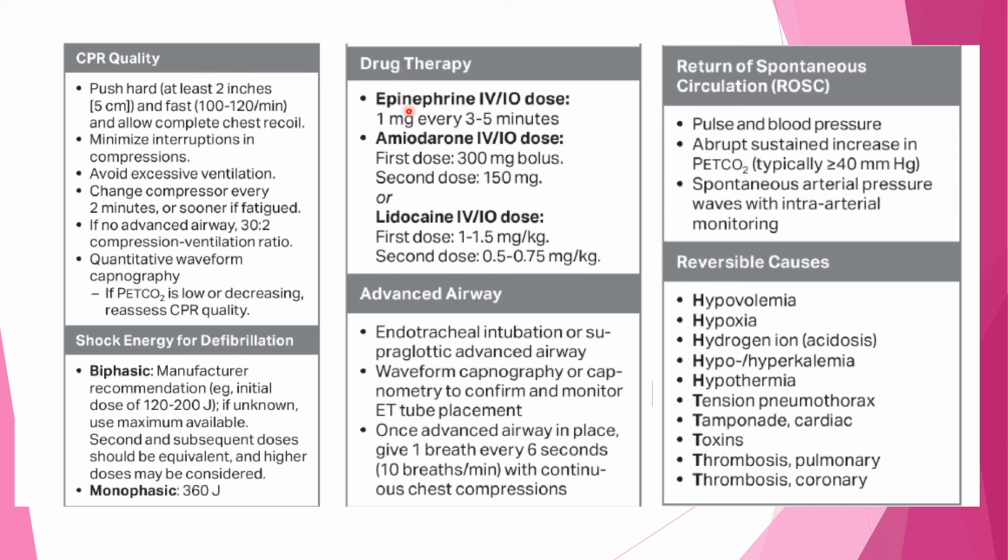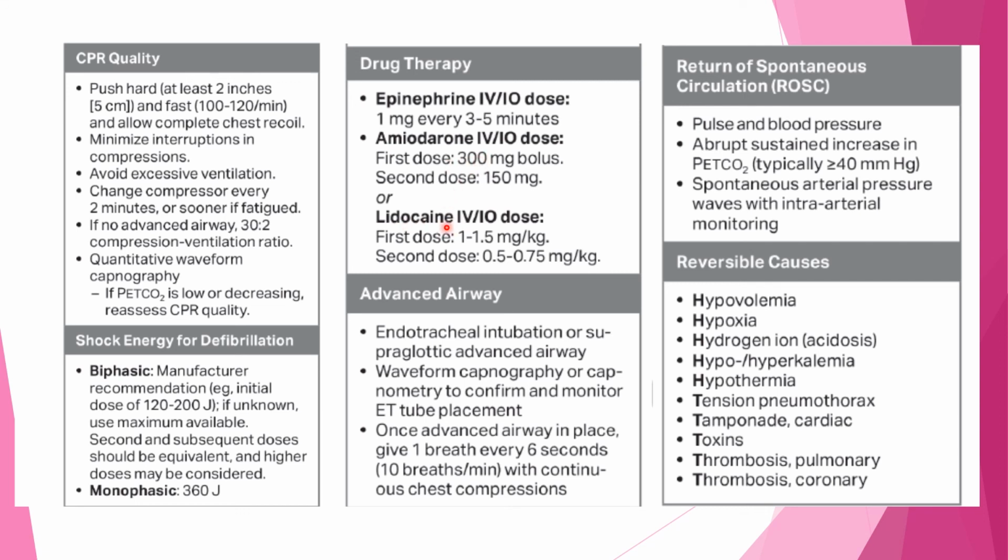For the drug epinephrine or adrenaline, give 1 milligram every 3 to 5 minutes. As I said, the first dose for a shockable rhythm will be after the second DC shock. The first dose for a non-shockable rhythm is as soon as possible. Then we'll repeat every 3 to 5 minutes. For amiodarone, the first dose is 300 milligrams. This will be after the third DC shock. Then after the next shock, the dose will be 150. We will repeat this dose after 3 to 5 minutes from the first dose.